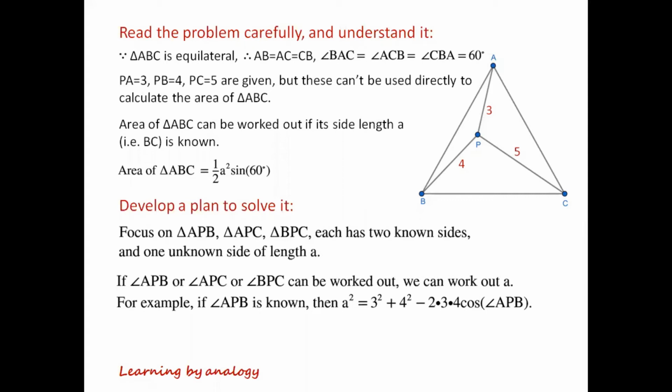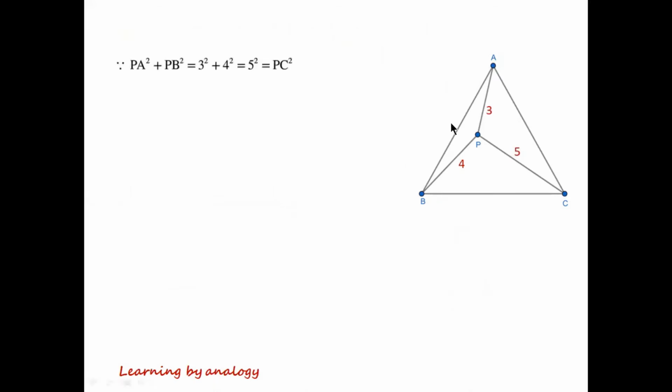For example, if angle APB is known, then a squared equals 3 squared plus 4 squared minus 2 times 3 times 4 times cosine of angle APB by the cosine law. How to work out angle APB? Because PA squared plus PB squared equals 3 squared plus 4 squared equals 5 squared equals PC squared, a triangle with lengths PA, PB, PC must be a right-angled triangle.